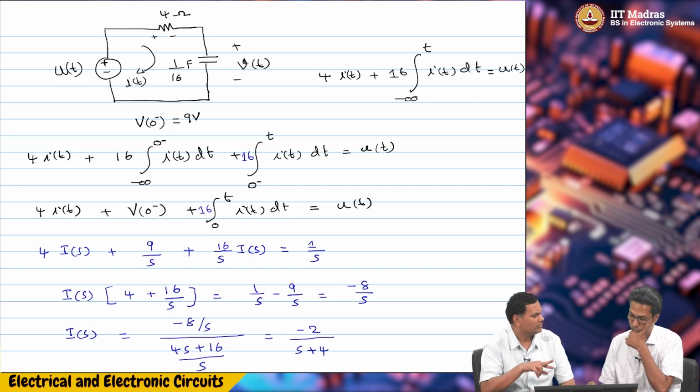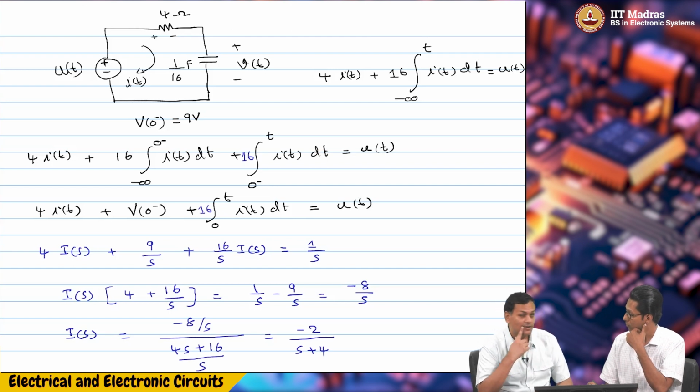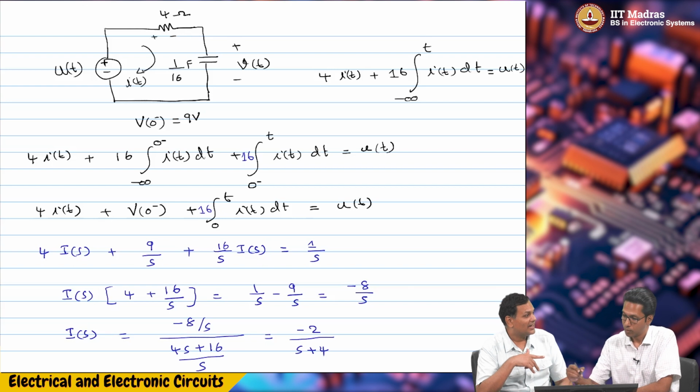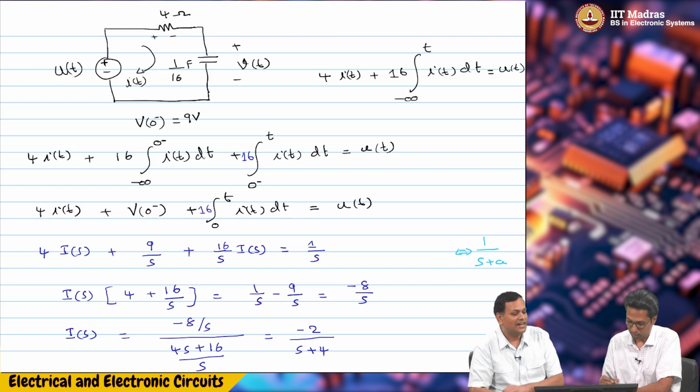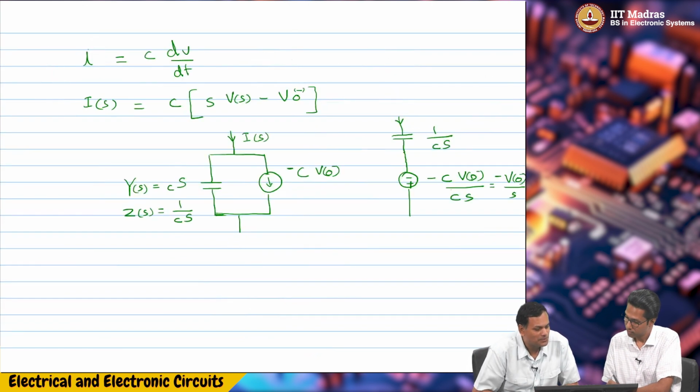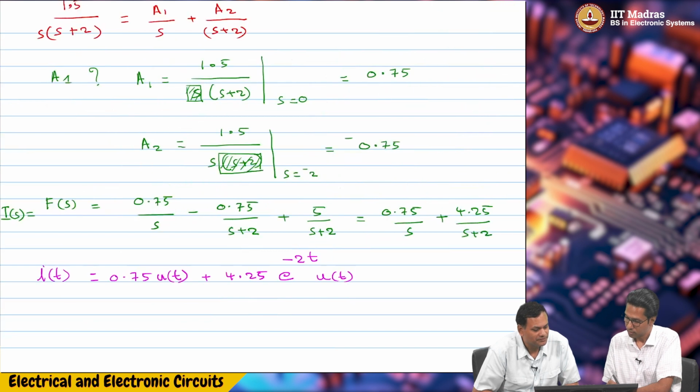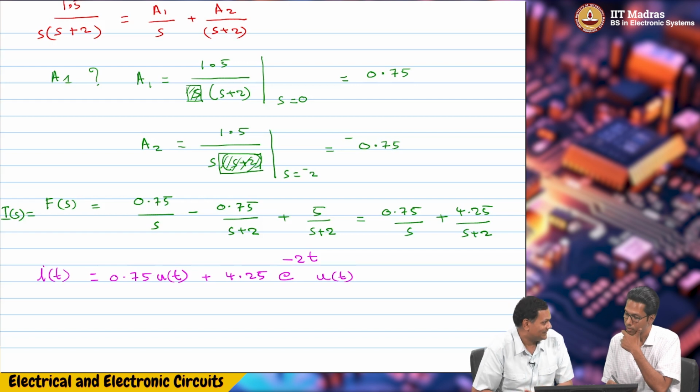Now we need to go back to the time domain. Didn't we see a rule where we got something with the Laplace transform 1 by s plus a? I think that one we had earlier, let's scroll. In fact we have used it there, so students are already familiar with it. It is e power minus at u of t.